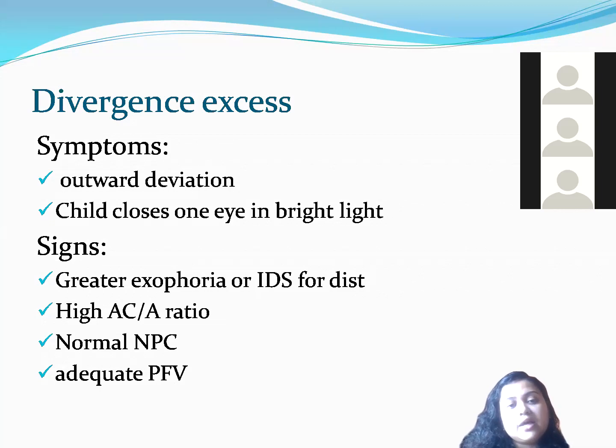How to differentiate between divergence excess and convergence insufficiency? In divergence excess, the distance exophoria will be much greater than the near exophoria. In convergence insufficiency, the near exophoria will be much greater. Also, in case of divergence excess, we'll get an IDS or intermittent divergence squint for distance. So all these things will be there.